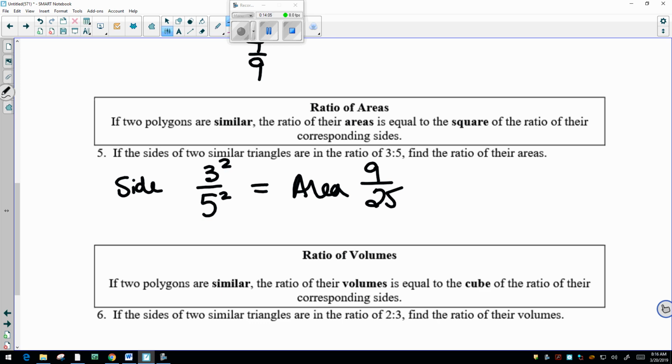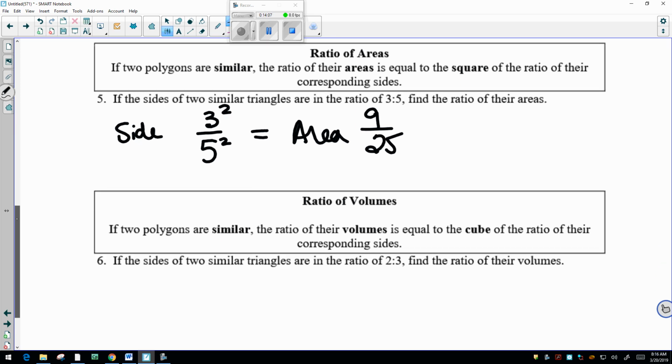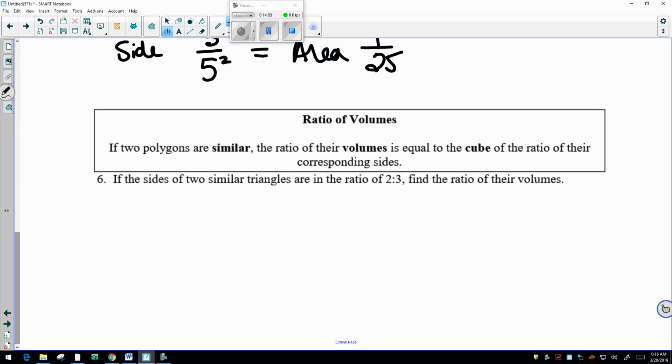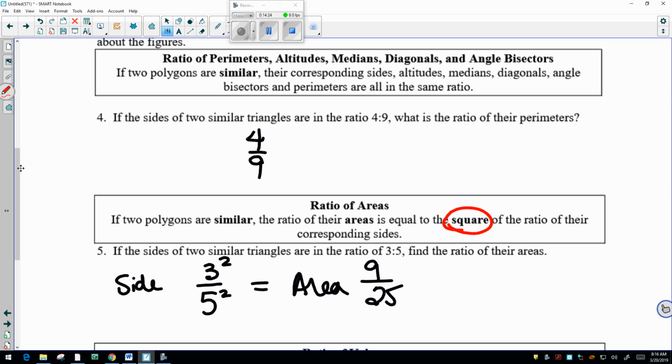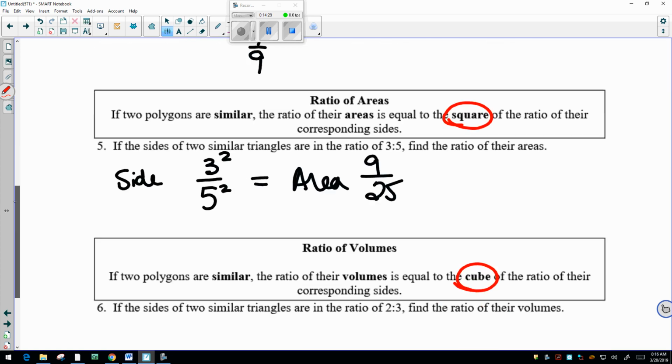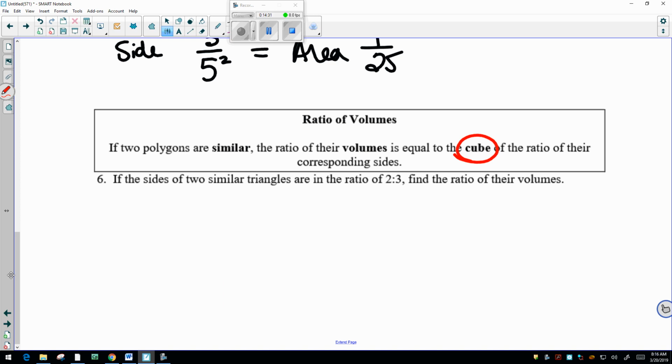Now, if we extend this concept, thinking, well, what happens with volumes? Well, volume is going to be cubed. And if you notice, the ratios are all connected to how we would label these things. So in area, we would always have units squared. The ratios are squared. In perimeter, we just have plain old units. So they were the same as the sides, units. If I'm going to volume, now our volume label is cubed, so our ratios are cubed.